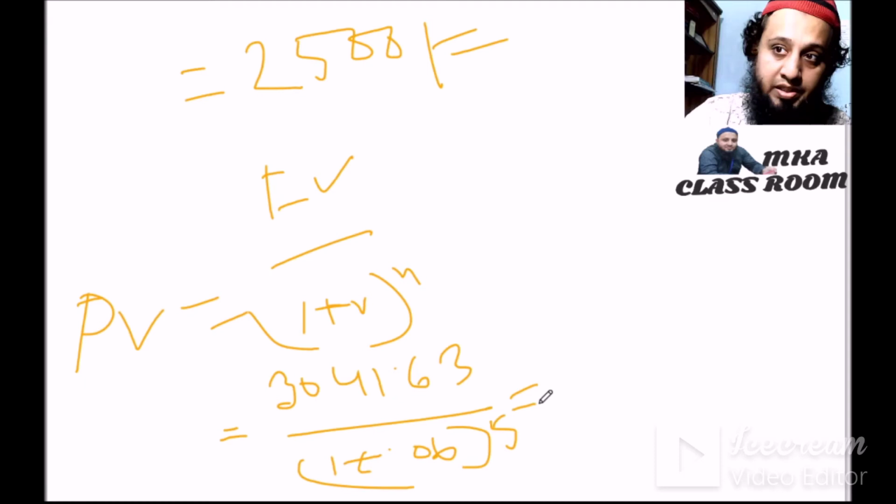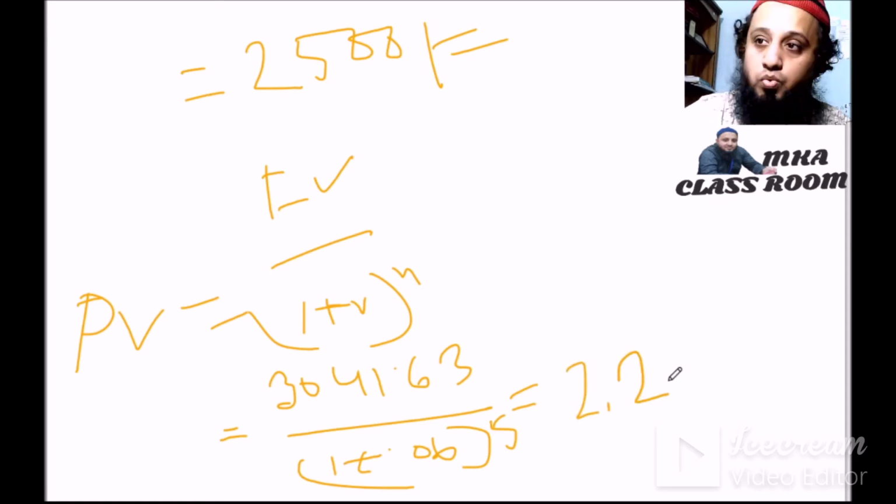$3041.63 divided by 1.06 power 5 is 2272.89. So what will be our result? 2272.88. So that is our correct answer.